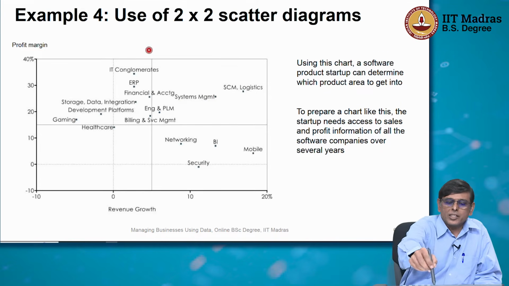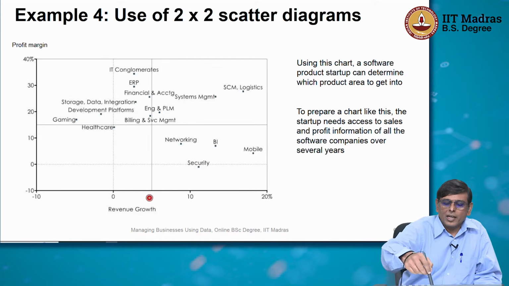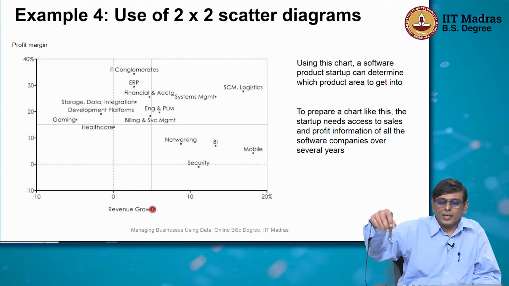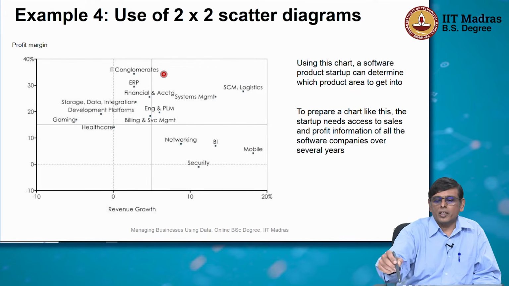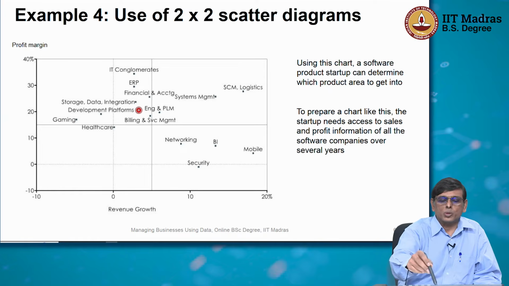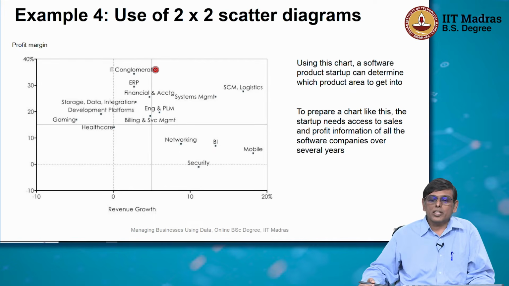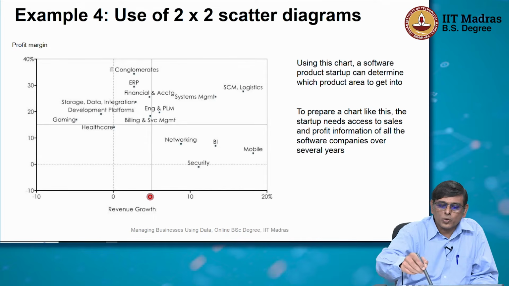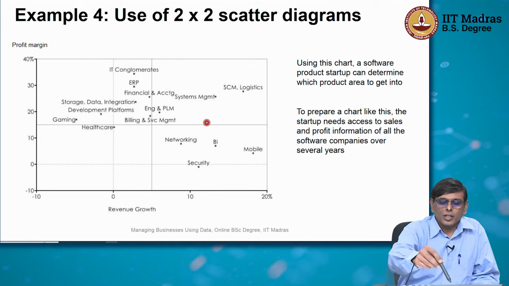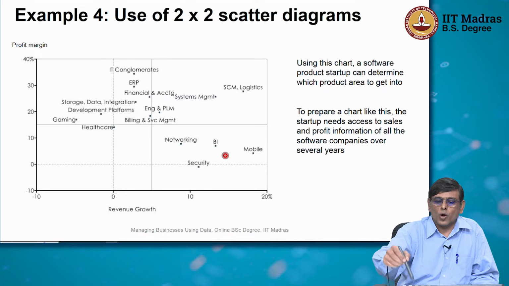So I have drawn two lines here. One is the 15% profit line, another is the 5% revenue growth line. And then I plot all the different software products being sold as dots. One dot for one product. And so what you get is called a scatter diagram. This is a 2 by 2 scatter diagram because we have drawn two lines in the middle, and so we divide the whole space into 4 quadrants.